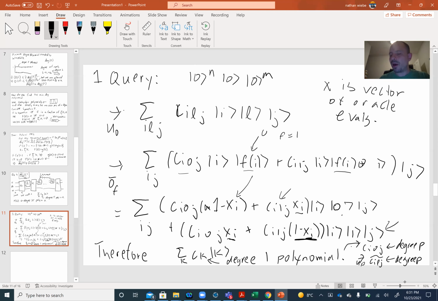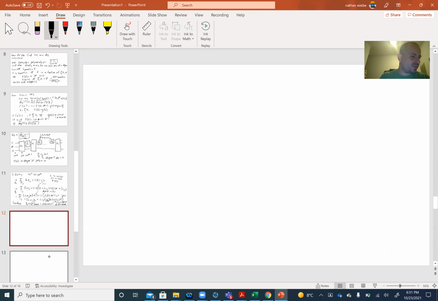Carrying out the exact same argument that we gave here will yield a degree p+1 polynomial, because the c_i1j, for example, is now going to be degree p, and we're multiplying it by x, so this will go to degree p+1. And that is how the induction step goes. And so the c sub k's are a degree t polynomial for any t-query algorithm. This concludes our statement.